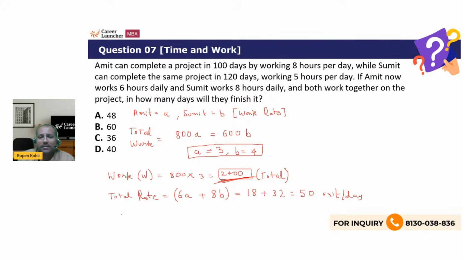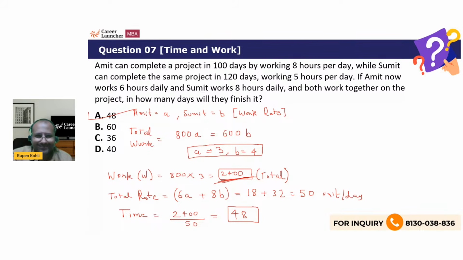Hence, we can finally conclude that the time taken for doing the work of 2400 units, since time is work upon rate, is 2400 divided by 50. The 0 cancels, 240 by 5, 48 days. That is your answer to the question, isn't it?